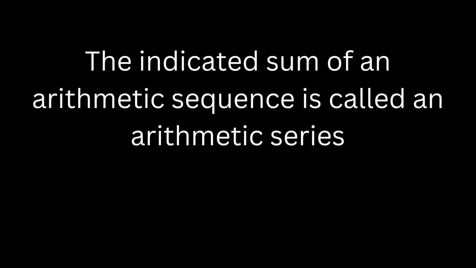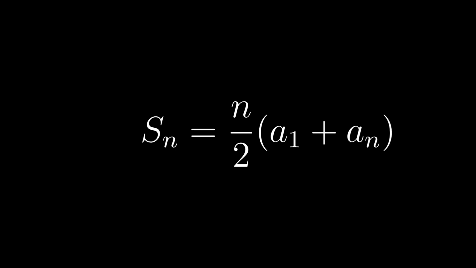The indicated sum of an arithmetic sequence is called an arithmetic series. For example, the series 2 plus 4 plus 6 plus 8 plus 10 up until plus 54 is an arithmetic series because there is a common difference of 2 between the terms. The sum of the first n terms of an arithmetic series with first term a_1 and nth term a_n, denoted by S_n, is given by S_n is equal to n over 2 times the quantity a_1 plus a_n.